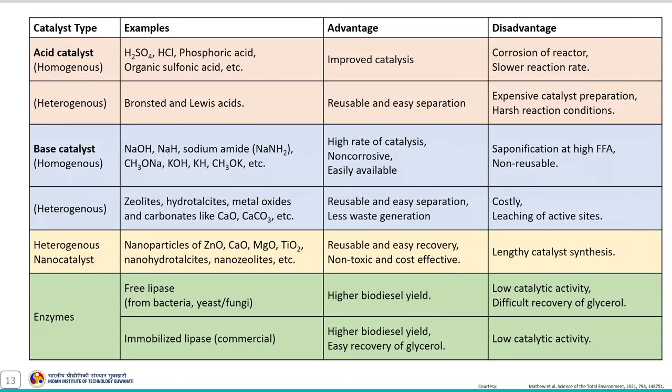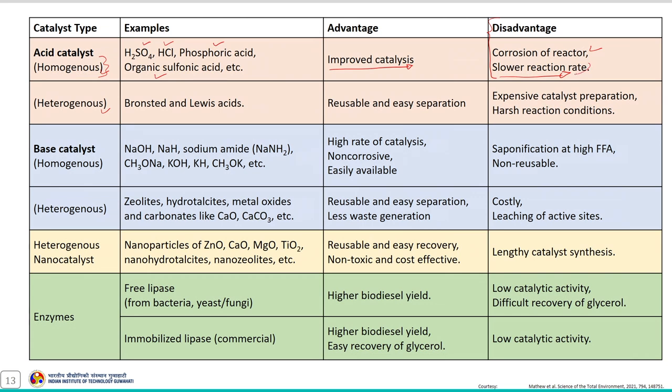And this table depicts the comparative analysis of different homogeneous and heterogeneous catalysts that are used for the transesterification process. So let us first compare the acid catalyst, that is the homogeneous acid catalyst, that includes sulfuric acid, hydrochloric acid, phosphoric acid, organic sulfonic acid, etc. The advantage of using this catalyst for the transesterification reaction is improved catalysis process. However, the limitations associated with the use of this catalyst include corrosion of the reactor and slower reaction rate.